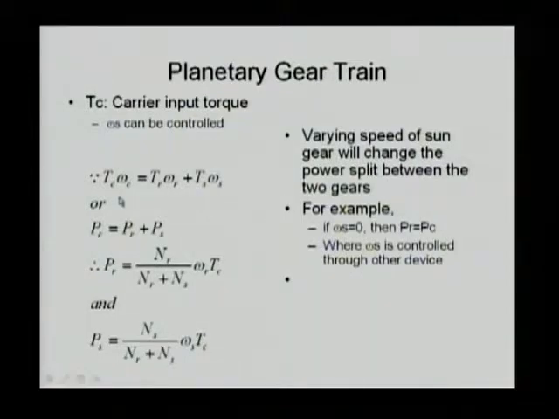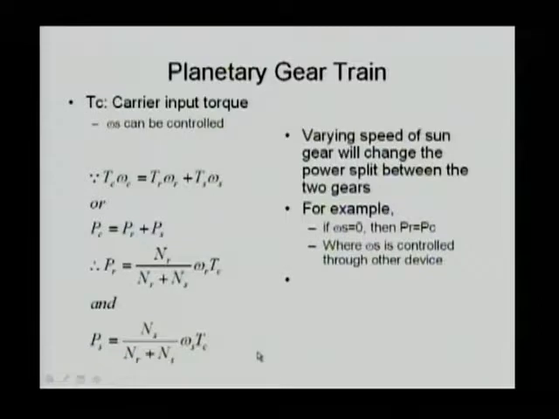So Tc times omega c, which is the carrier power, will be equal to Tr times omega r, which is ring gear power, plus Ts times omega s, the sun gear power. Or Pc is equal to Pr plus Ps. And then we can plug in the equation that we have from the last slide. You can see that Pr is equal to Nr over Nr plus Ns times omega r times Tc. So that's the ring gear power. And then sun gear power has a very similar expression.